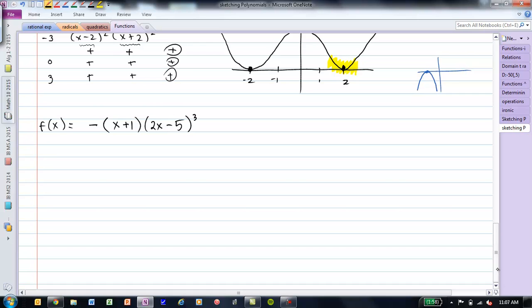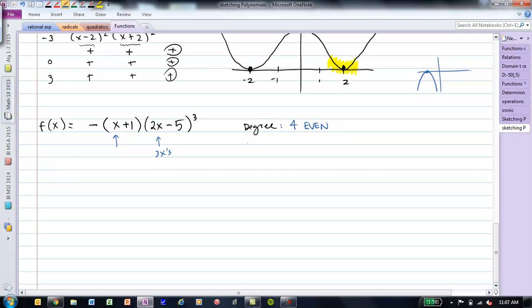All right, so first let's find our degree. With this problem, we've got 1 x here, and then this is actually 3 x's because it's cubed. So 1 and 3 is 4, so our degree is 4, so this is even. That means the arrows are going to point in the same direction by the time we're done.